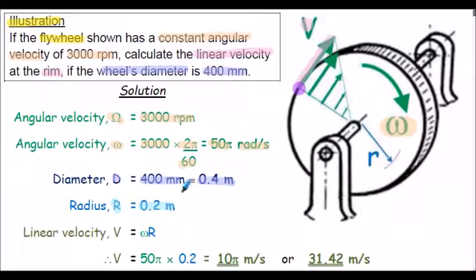From the formula, v is equal to omega r, so to find linear velocity v, simply insert the values, so that's omega is 50 pi and the radius is 0.2. So the linear velocity at the periphery of the flywheel is 10 pi meters per second, or to 4 significant figures it's 31.42 meters per second. So that's a brief illustration of how to use the formula v is equal to omega r.